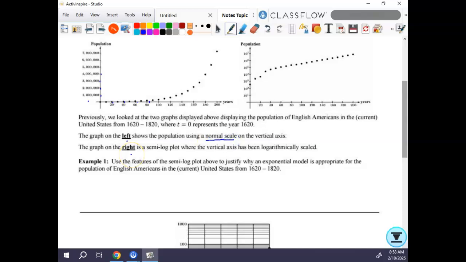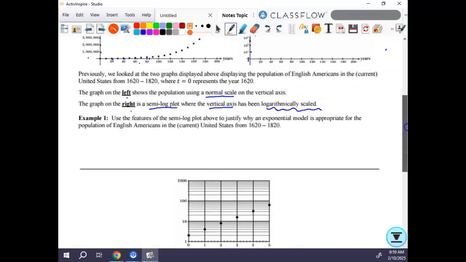The one on the right is logarithmically scaled. Notice your input or your x-axis is still counting by 20s, just like the other one. But your y-axis, first of all, starts at 1, not at 0. And then it's 1, 10, 100, 1,000, 10,000, 100,000, and so forth. So it is logarithmically scaled. So on the right, the semi-log plot, the vertical axis has been logarithmically scaled. You should see them with lines on them, but we don't actually have a grid on this because the grid would look insane because the numbers are so big. But you would most likely see something that looked more like this.